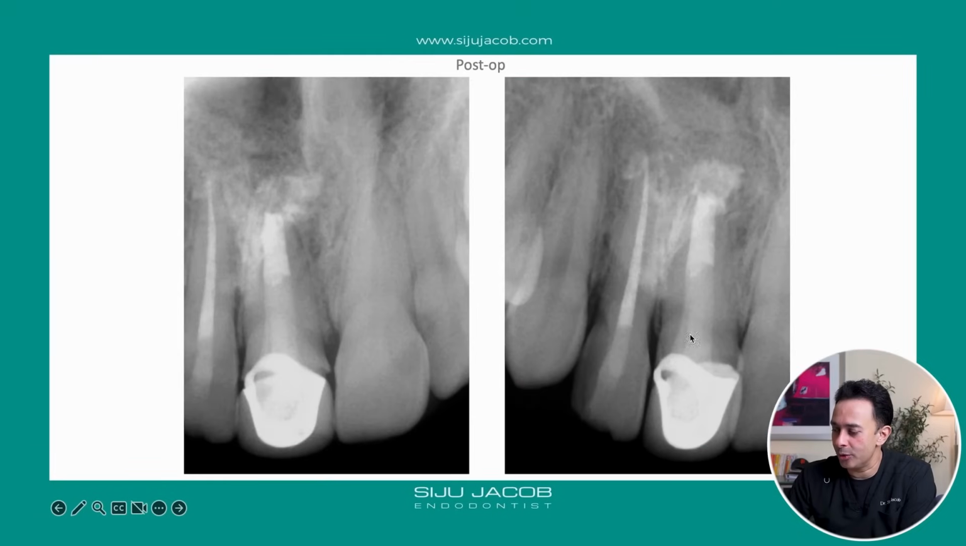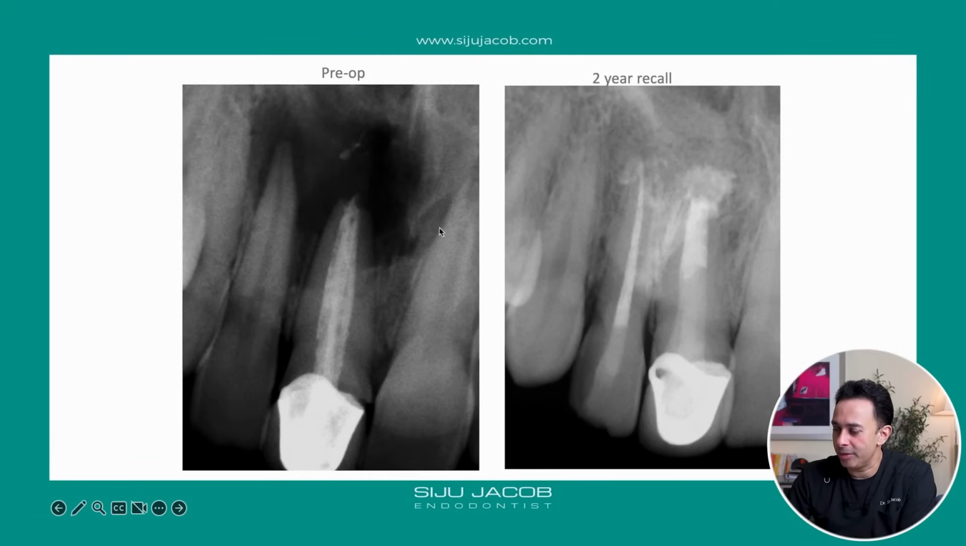So this is how it looked post-op. And if you compare the pre-op and the 2-year recall post-op, it looks pretty good. And now we tell the patient to change the crown. So this is a good case to demonstrate how to handle a large lesion, because you don't want to go into surgery in large lesions because it's very invasive.